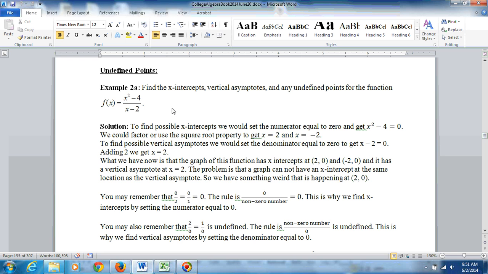Okay, looking at undefined points now. So on this problem, let's find the x-intercepts, vertical asymptotes, and any undefined points for this function.